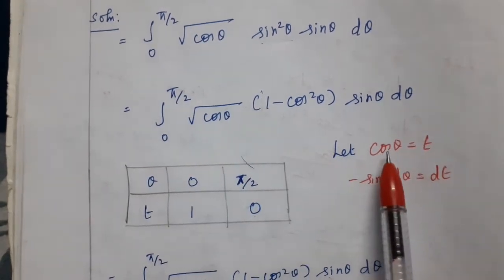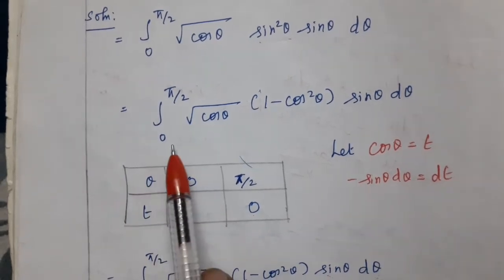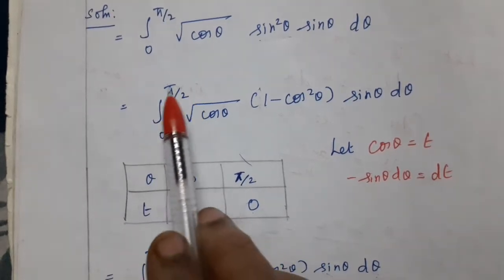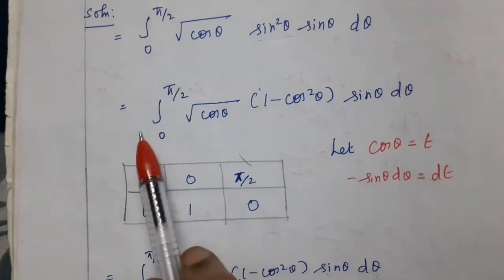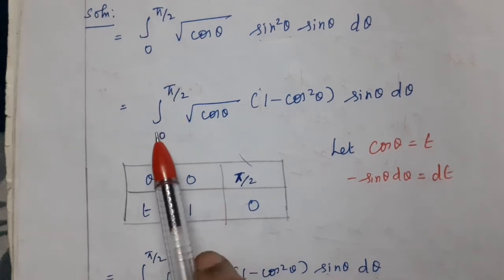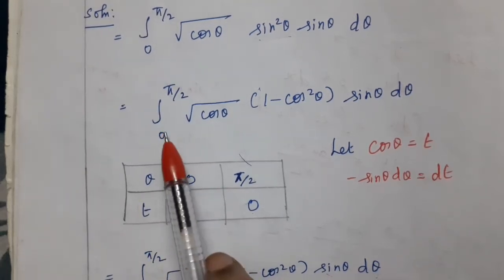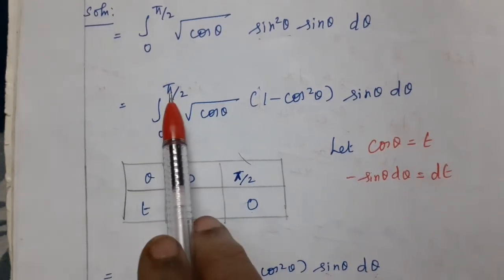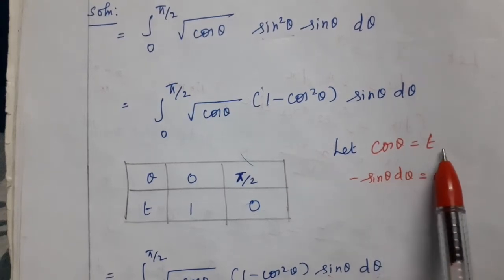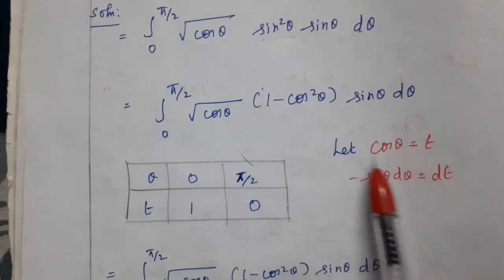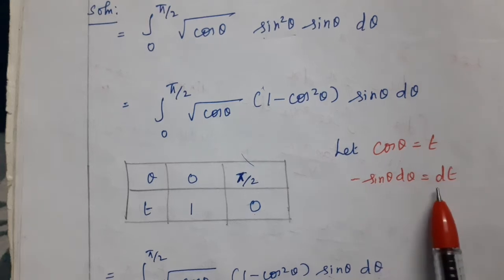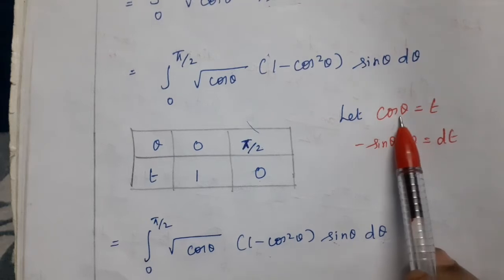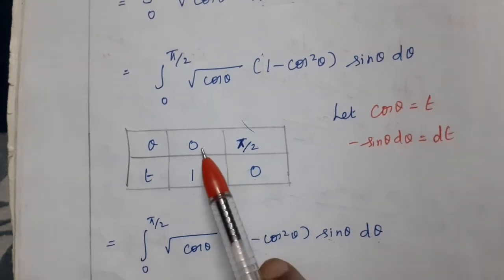This is the first model to start a change of variable sum. Listen here: if cos theta is taken as t, then the limits also will change. How? The integral limits, upper and lower, are 0 to pi by 2 in terms of theta. Now let cos theta equal to t. Differentiating cos theta, we get minus sin theta d theta. Now, when theta equals 0, what is the t value? It is 1, because cos 0 is 1.